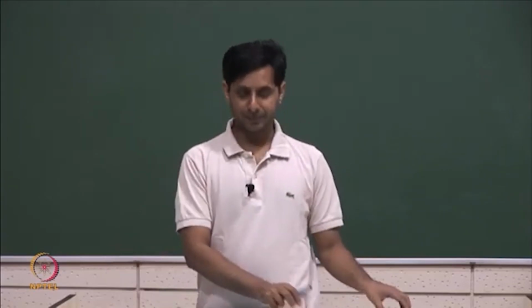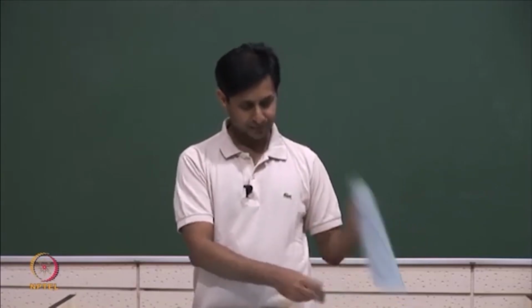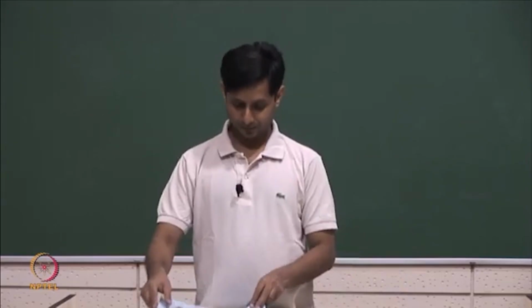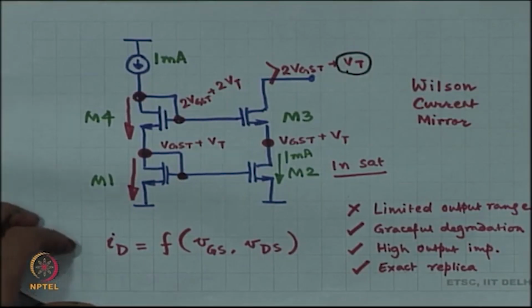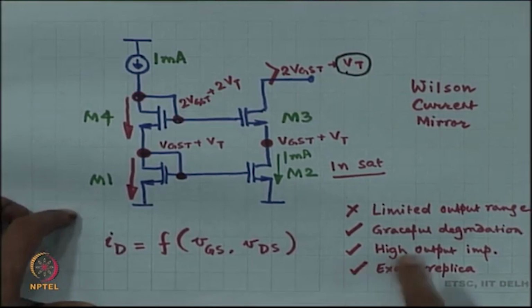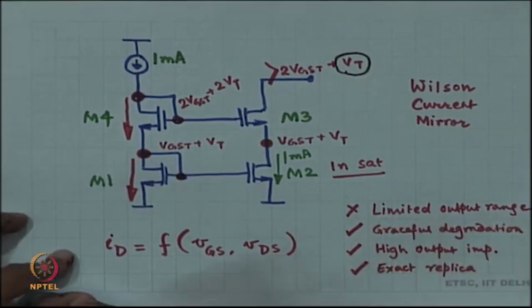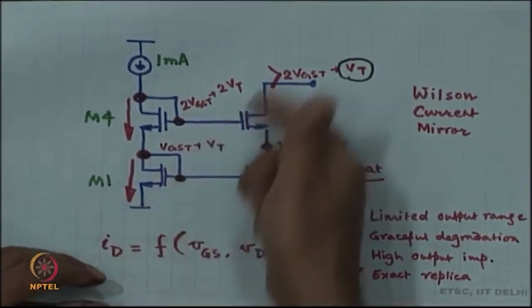So, these are my current mirrors. Now, if you think about it very carefully, you can add more stages, all right, and that is only going to give you more output impedance at the cost of even more limited output range. Okay, you can keep adding more stages.